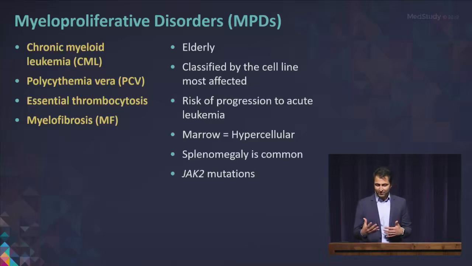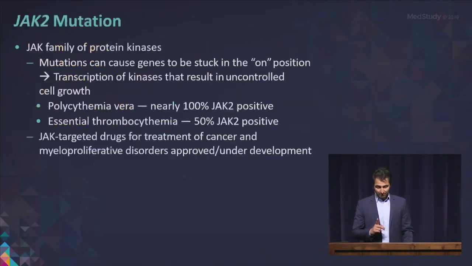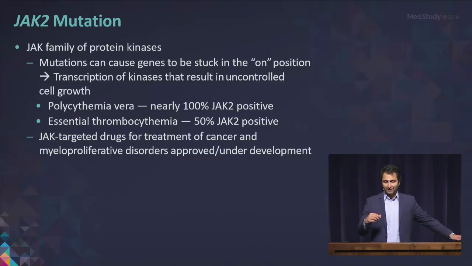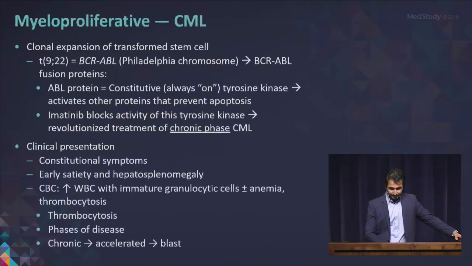Usually these are older patients. The marrow's hypercellular, and many of these patients do have the JAK2 mutation. The JAK2 mutation is a protein kinase, and if you have this mutated, it leads to uncontrolled cell growth. Almost all of the polycythemia vera patients have JAK2, and half of the essential thrombocythemia patients have JAK2, but not CML. With CML, it's the BCR-ABL, or Philadelphia chromosome.